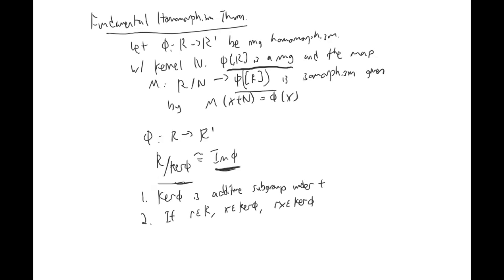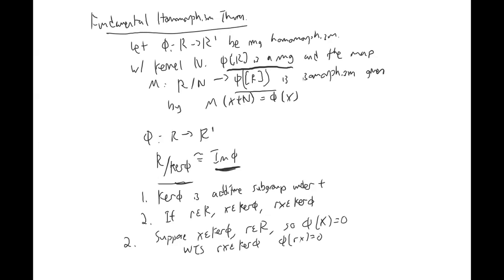So let's check property 2. Suppose x is in the kernel of phi and r is in R. What does it mean for x to be in the kernel of phi? Phi of x is 0. I want to show rx is in the kernel of phi, so I need to show phi of rx is 0.